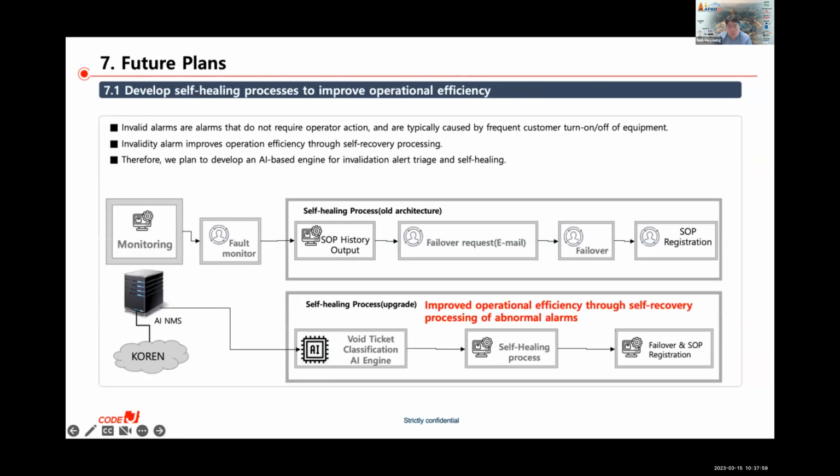The future research plan is to develop a self-healing process to improve operational efficiency. An invalidity alarm is an alarm that does not require operator action, typically due to frequent equipment on-off by the customer. We expect to improve operational efficiency by reducing manual monitoring through self-recovery processing of invalidity alarms. Therefore, we plan to implement the AI engine and self-healing process for classifying invalidity tickets.